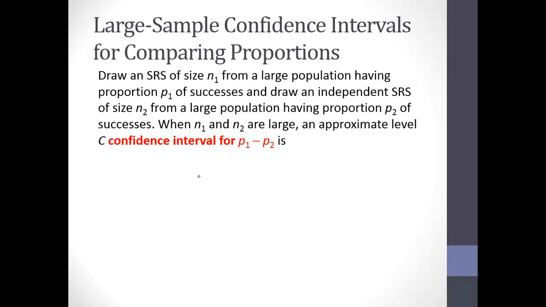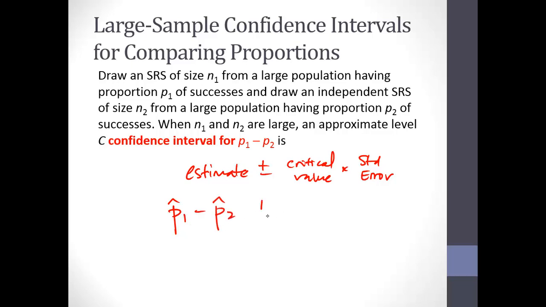So again, same idea as before. We have our estimate plus or minus the critical value times the standard error. Probably getting really tired of hearing me say that formula. But here our estimate, as we said, is p hat 1 minus p hat 2 plus or minus a z star. Remember, we have a normal distribution here. So we're going to, again, use the z here instead of the t like we did back in chapter 18, 19. And then times the standard error.